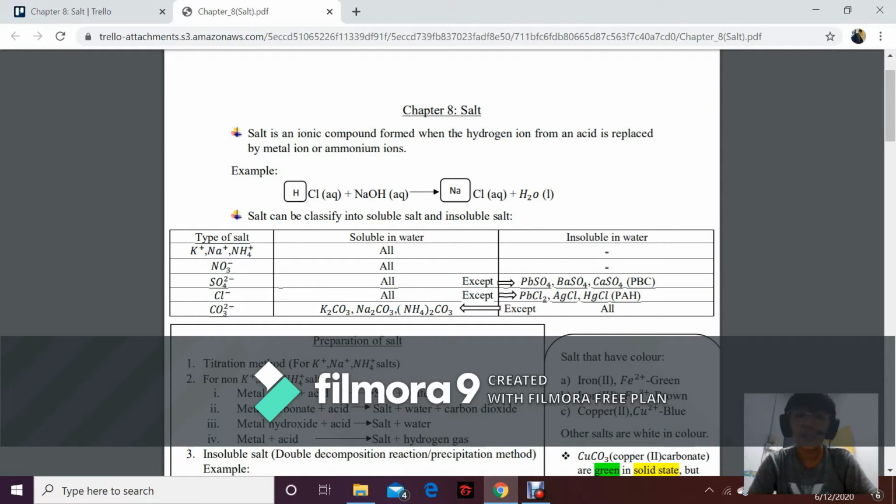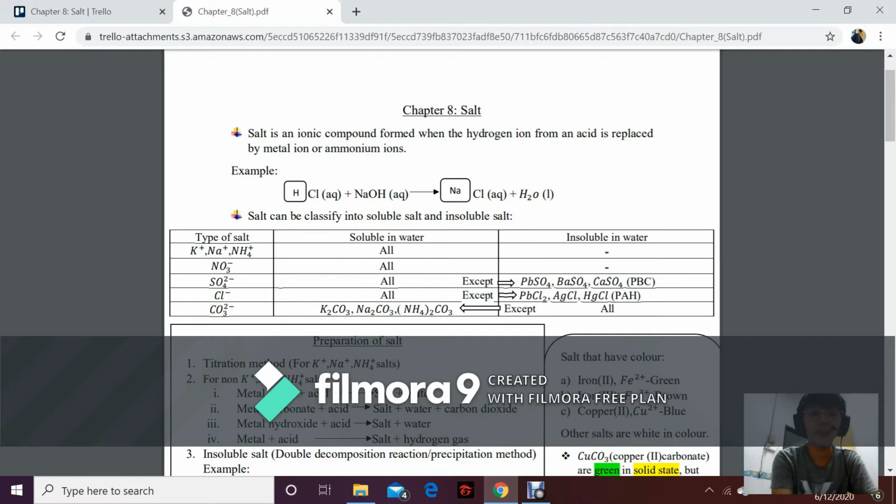So for sodium sulfate, Na2SO4, definitely it is a soluble salt. As I say, if you see Na, definitely the salt is soluble. So for sulfate case, the salt that is insoluble is these three. Just now I told you to memorize PbC. What is P? P is lead. B is barium. C is calcium.